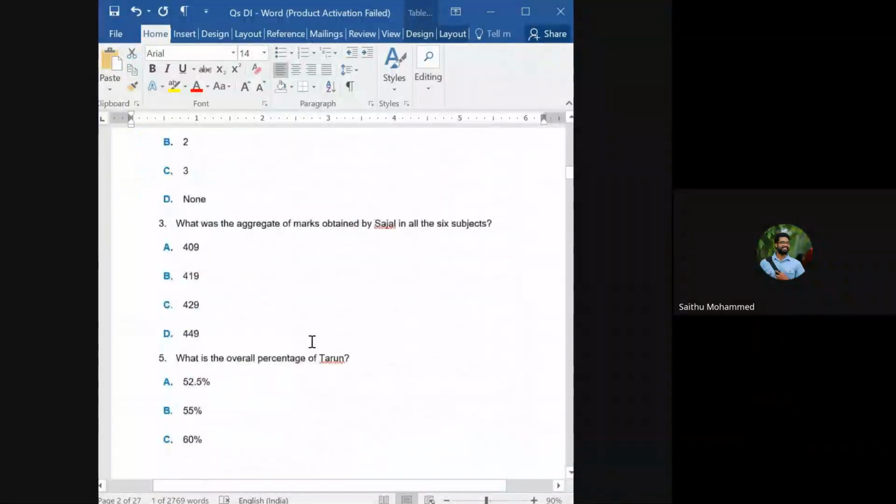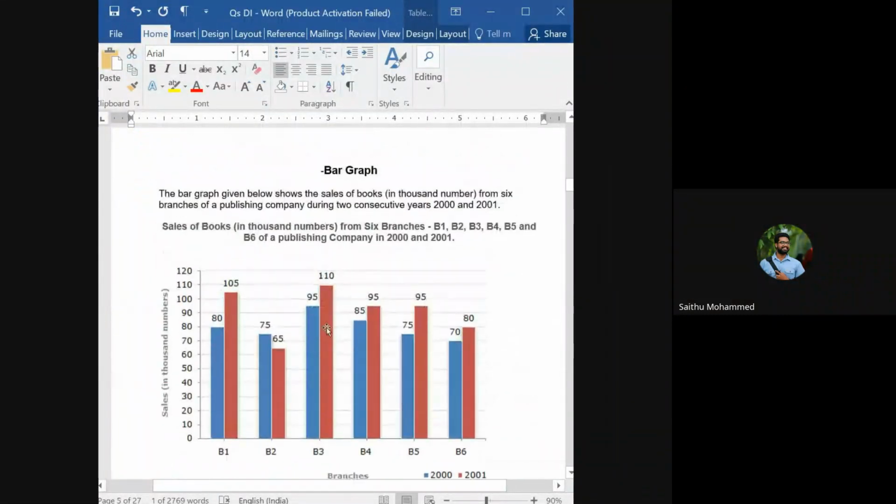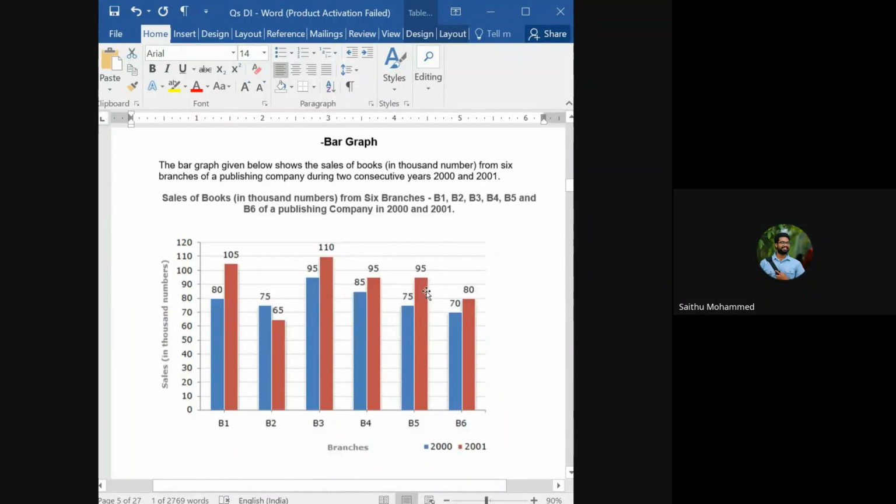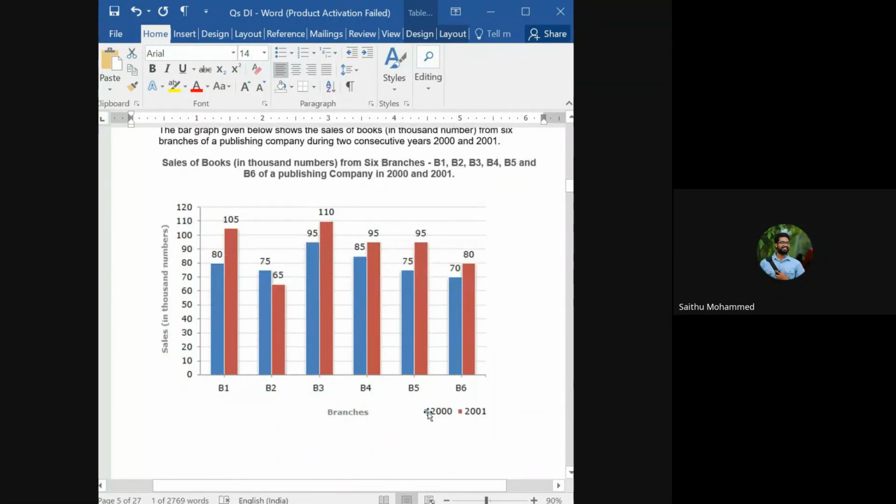Next one is the bar graph, right? In a bar graph you have to identify certain more things, because as in a table the data is not that clear. We have to identify the data from the graph. See here, sales of books in 1,000 numbers from 6 branches, B1, B2, B3, B4, B5 and B6 of a publishing company in the years 2000 and 2001 is given. In this graph you can see that the blue bar indicates sales for the year 2000 and red indicates the sales for the year 2001.